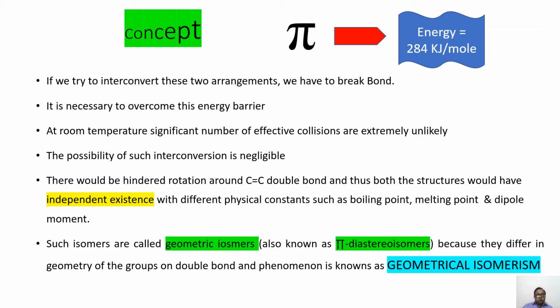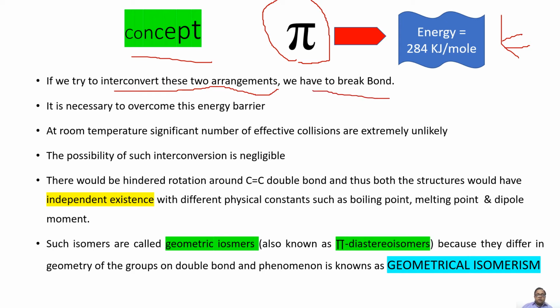In order to have more clarity about geometrical isomerism, we should know the concept behind it. Basically, all alkenes consist of one pi bond, and the energy of this pi bond is 284 kilojoules per mole. If we want to interconvert these two arrangements, we have to break this bond.